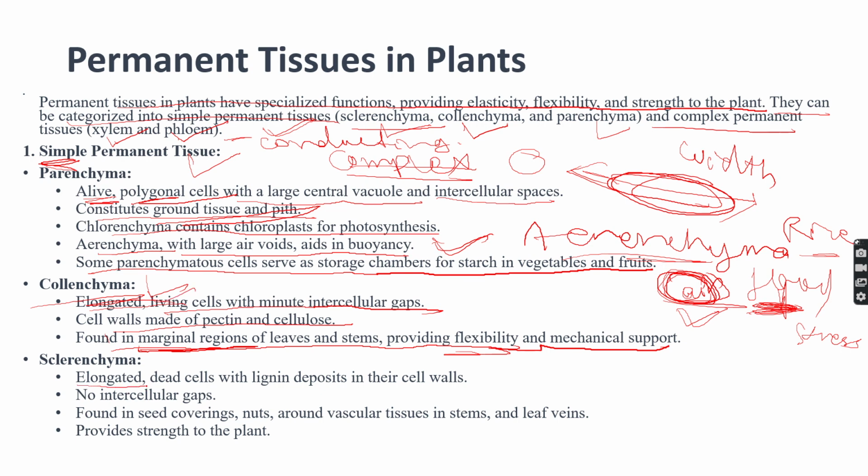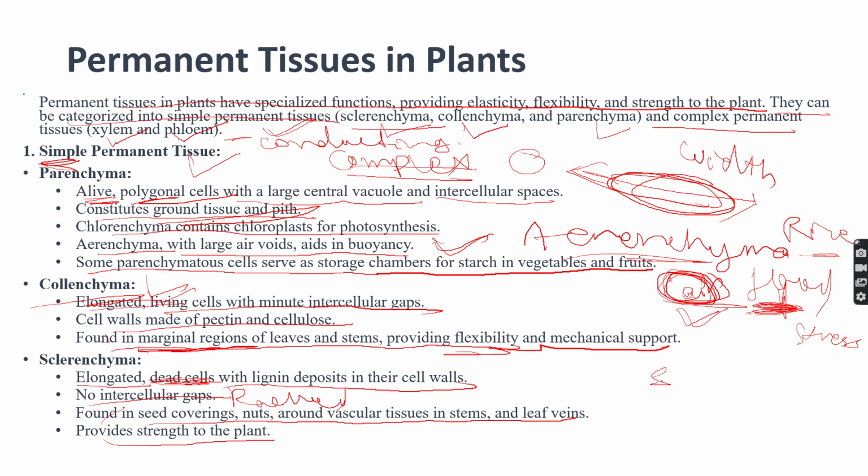Now coming to the sclerenchyma, these are dead cells basically. Parenchyma and collenchyma are living cells, but sclerenchyma is dead cells with lignin deposits in their cell wall, and no intercellular gaps are there. These are tightly packed, found in seed coverings, nuts, around the vascular tissue in stem and leaf veins, and provide strength to the plants.